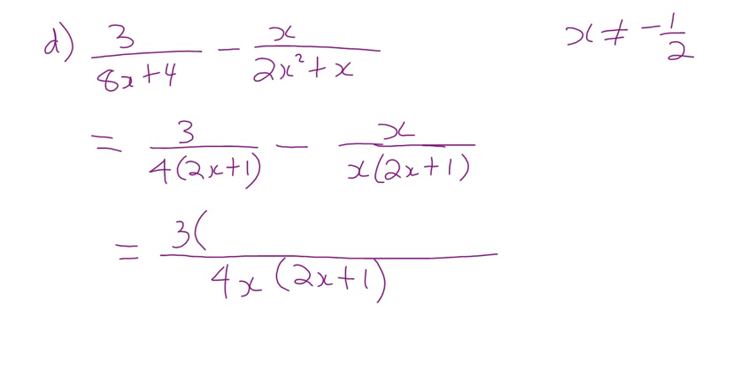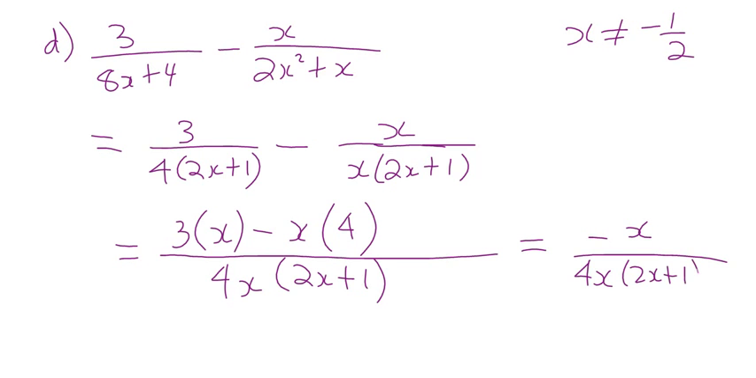The 3 needs an x because it's already got a 4 and a 2x plus 1 underneath. The x needs a 4. It's 3x minus 4x, right? 3x minus 4x is negative 1x. Done?